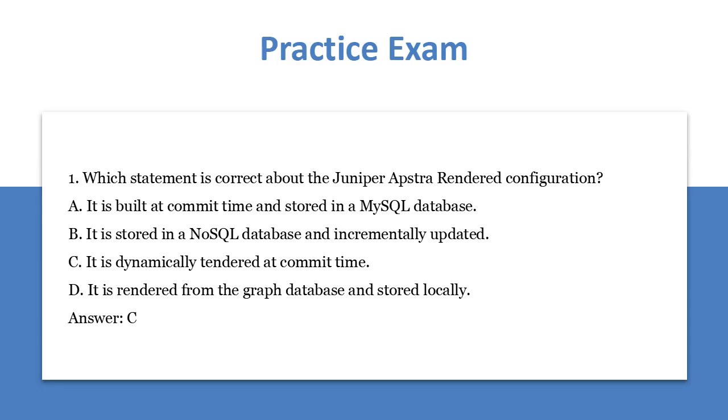1. Which statement is correct about the Juniper Apstra rendered configuration? A. It is built at commit time and stored in a MySQL database. B. It is stored in a NoSQL database and incrementally updated. C. It is dynamically rendered at commit time. D. It is rendered from the graph database and stored locally. Answer: C.